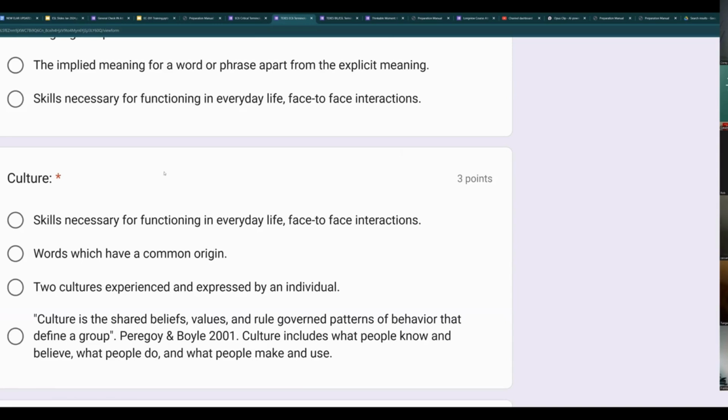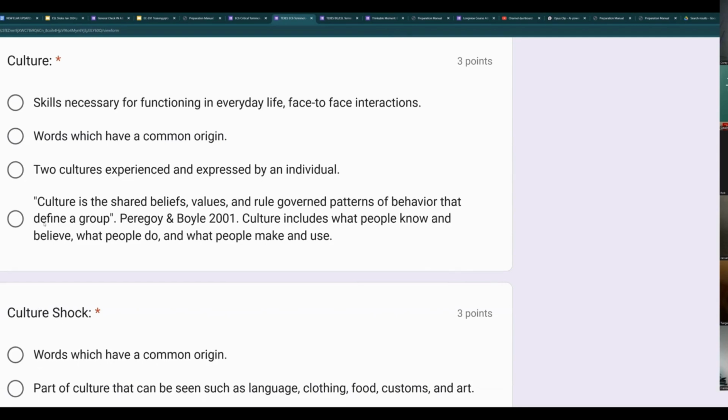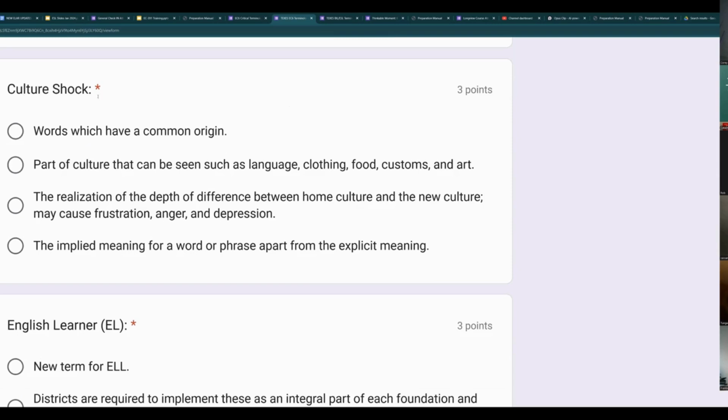Culture, we all have it. That's going to be the bottom one. We all have culture. It's not like one group doesn't have culture. Culture shock is the frustration, anger, depression, whatever, when we're feeling like we are in a place where we don't belong and we're freaking out a little bit. That's that realization, like one of these kids is doing their own thing and that's me, right? So that's that culture shock piece.